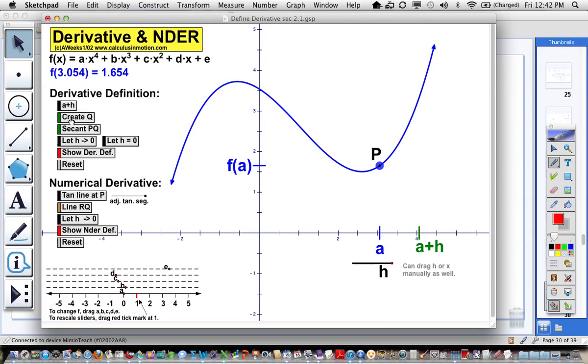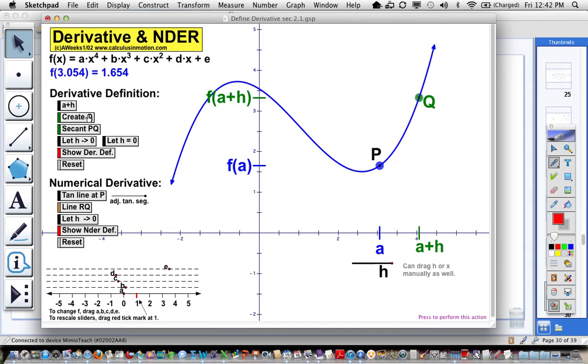Now we need the y value at that point. Well, the y value at that point is going to be f of a plus h. Would you believe that, right? Instead of f of b, it's f of a plus h. So we've got a, f of a, and we've got a plus h, f of a plus h.